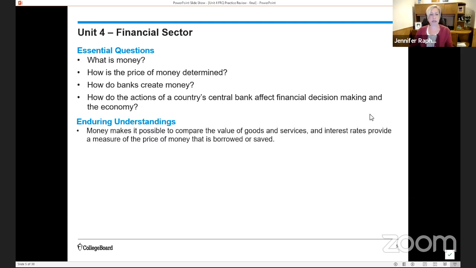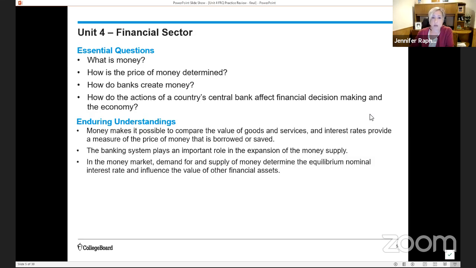So the enduring understandings that are associated with these essential questions include how important money is in terms of its three functions, comparing the value of goods and services. Interest rates provide a measure of the price of money, and we're going to connect borrowing and saving in the loanable funds market. We'll talk about the importance of banks. Of course, in the money market, we're going to look at the demand for and supply of money in terms of the nominal interest rate, and we're going to connect that to monetary policy and the role of the Fed in setting the money supply.